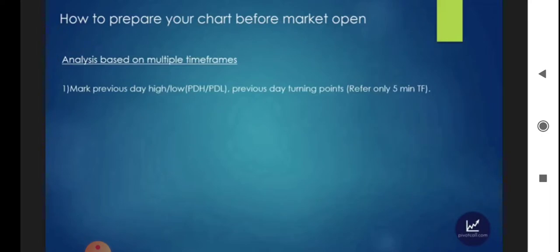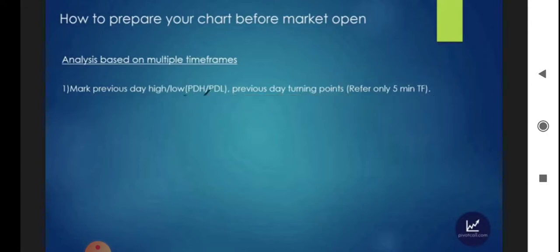For example, first thing, what you should mark: previous day high, previous day low, also known as PDH, PDL, and previous day turning point. For that, you can go to 5 minutes time frame. You don't have to go to higher time frame because it is just a previous day, right? You can see it only in 5 minutes time frame.